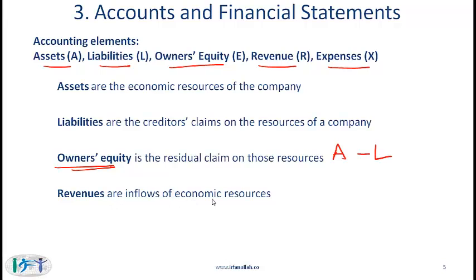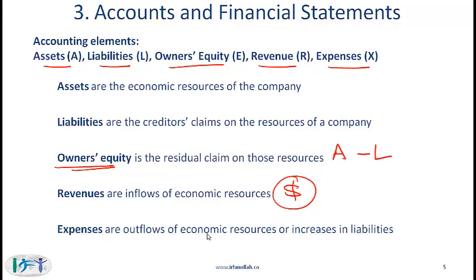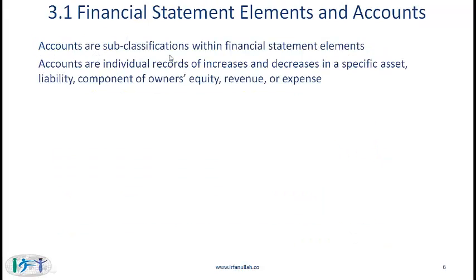Revenues are inflows of economic resources. So when a company sells goods and services, the money that flows in is revenue. Expenses are outflows of economic resources, or even an increase in liability is considered an expense. Accounts are subclassifications within financial statement elements. So we've talked about the five financial statement elements. On this slide, we will talk about accounts, which are subclassifications. Accounts are individual records of increases and decreases in a specific asset, liability, component of owner's equity, revenue, or expense.